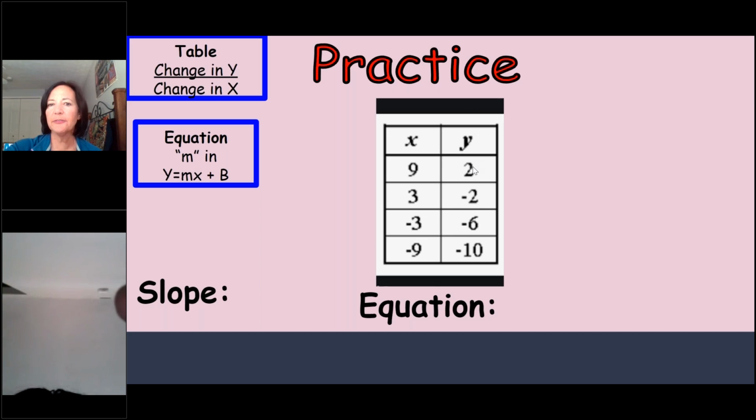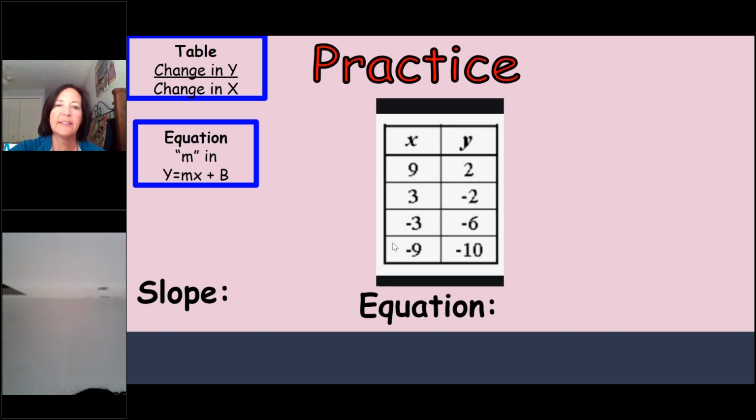So what was positive 2 to negative 2? That was minus 4. So our change in y is negative 4. So you can write that down. Change in y is negative 4. And a lot of times, like I said, our x side, they'll count by ones for us. They'll count by tens. They'll do things that are really easy and convenient.